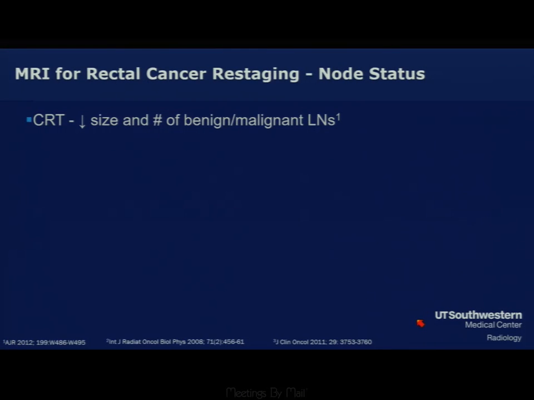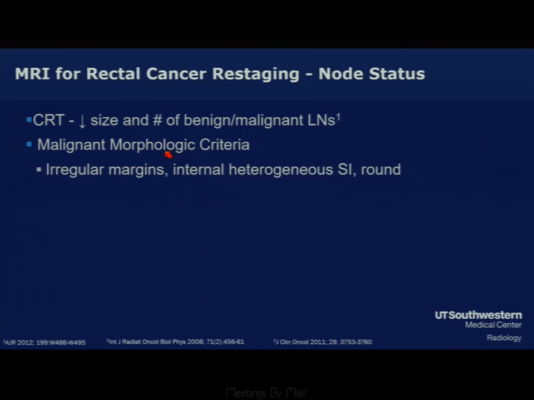All right, so once we've talked about the tumor itself, then we also can talk about the lymph node status. So chemoradiation tends to decrease the size of both benign and malignant lymph nodes, and typically this change follows the pattern of change in the primary tumor itself. Again, just like on pre-chemoradiation imaging, you want to talk about malignant morphologic criteria, which include irregular margins of the lymph node, internal heterogeneous signal intensity, and a round shape.